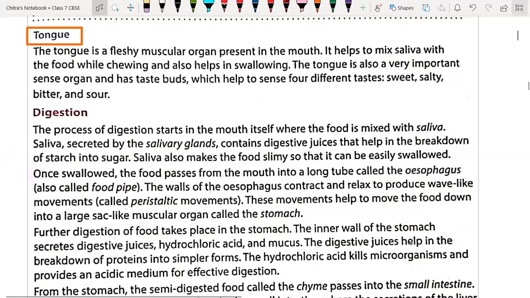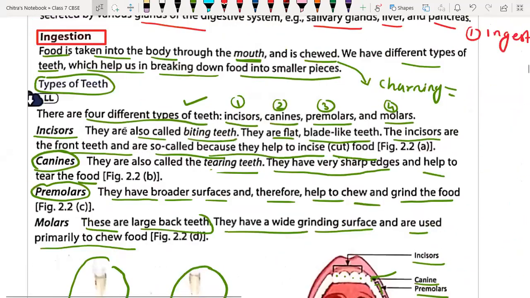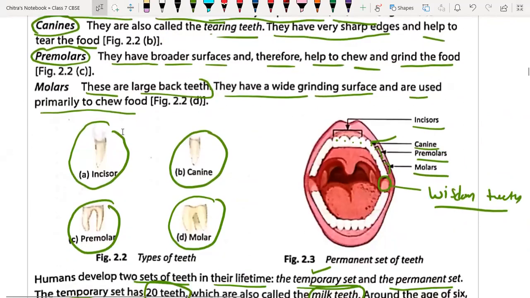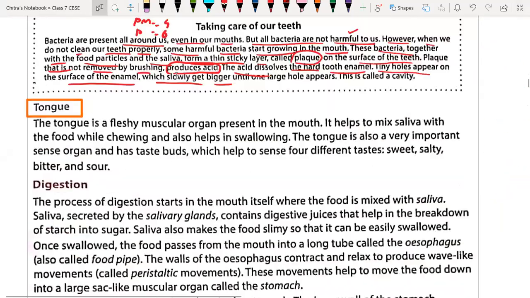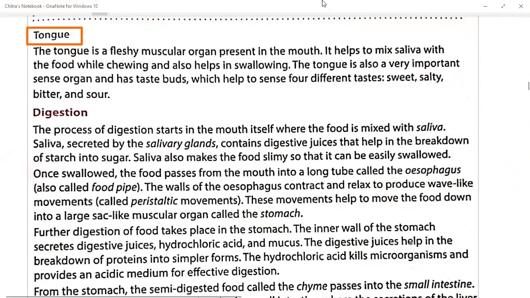So today we are going to continue with our chapter called Nutrition in Animal. In this chapter, we have already gone through the 5 stages of nutrition in human beings, which are nothing but ingestion, then digestion, then absorption of nutrients from the food, then assimilation and excretion, which is nothing but the removal of waste material out from the body.